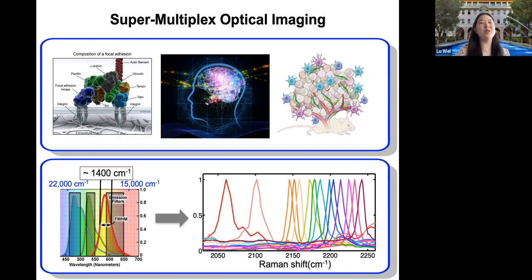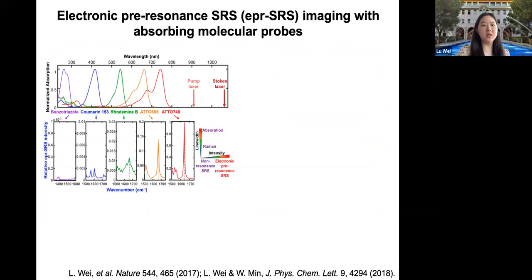Of course, to do so, we need to have higher sensitivity first so that we can cover more molecular targets in cells. So we proposed to make this compatible with biomolecular targeting, utilizing electronic pre-resonance as our imaging approach.